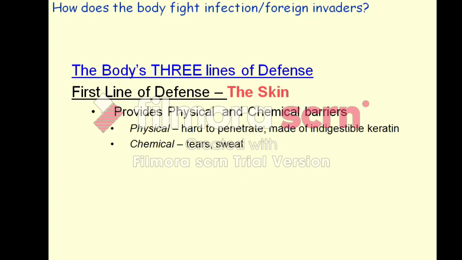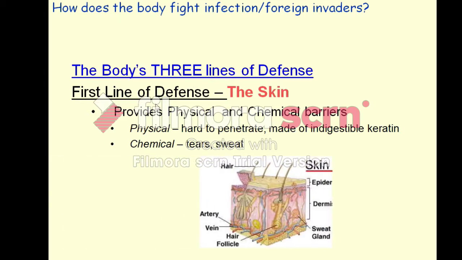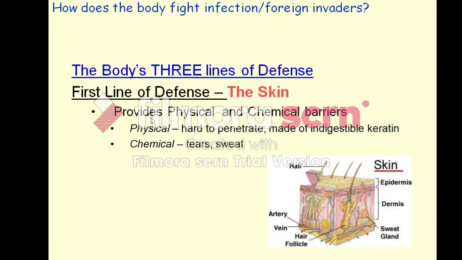So, how does the body fight against infections or foreign invaders or pathogens? The body has three lines of defense. The first line of defense, or the front line, being the skin. Now, the skin provides physical and chemical barriers.